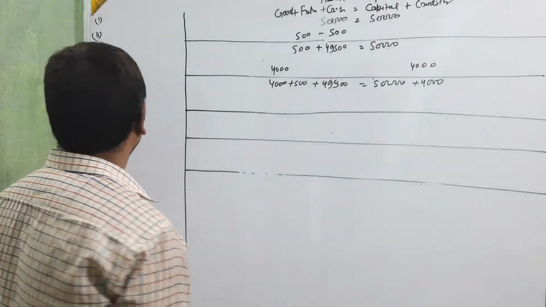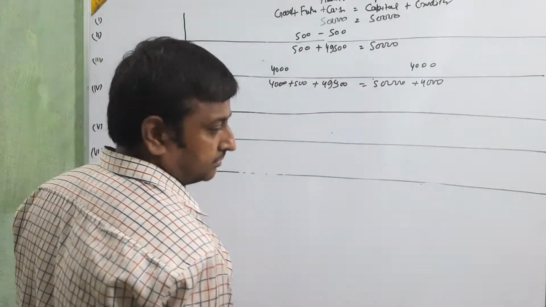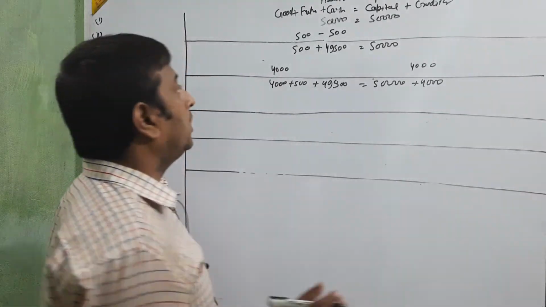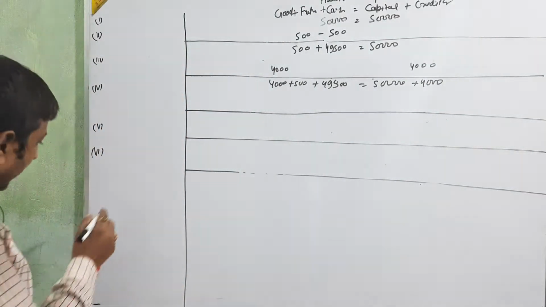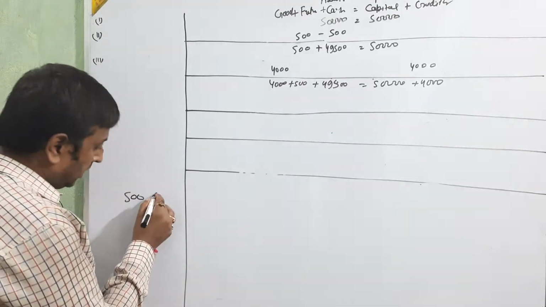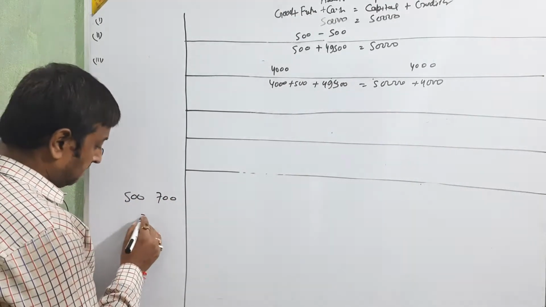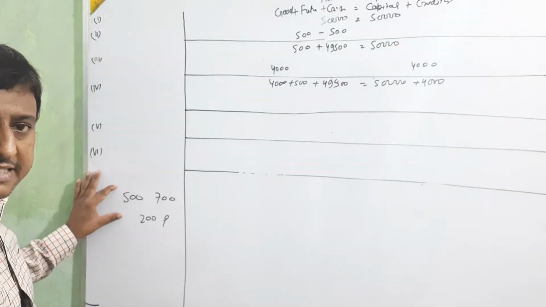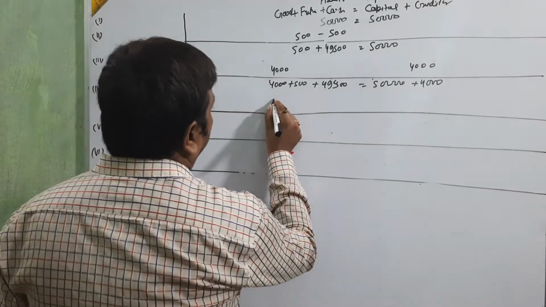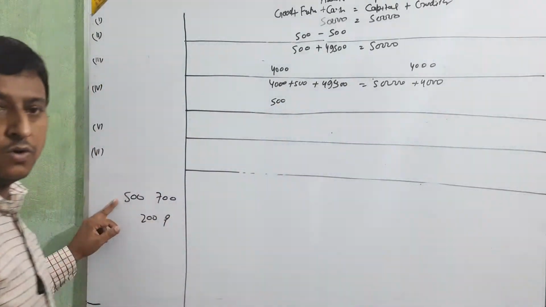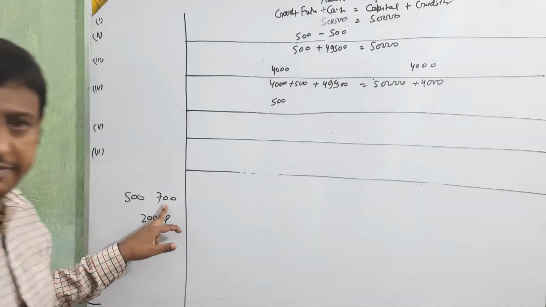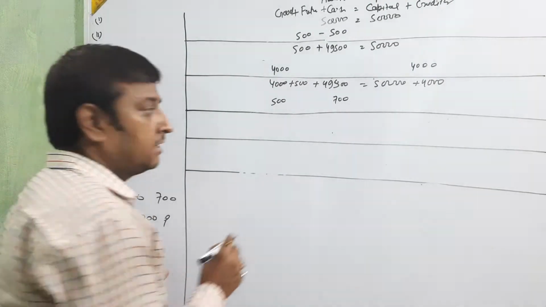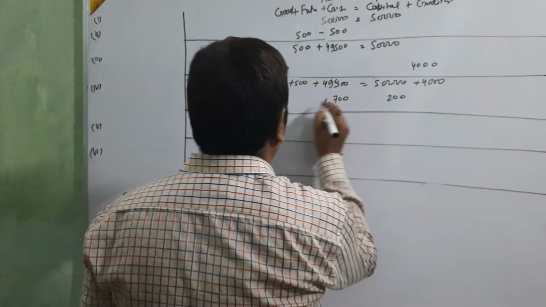Next, sold goods on cash, cost rupees 500, for 700. Sold goods of cost 500, but you are going to sell at 700. It means 200 is profit. So first, the cost 500 we are going to deduct. Okay beta, we are receiving 700, adding in cash 700, and 200 profit, add in capital 200 profit.